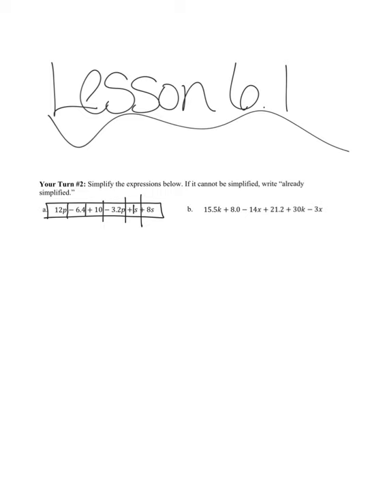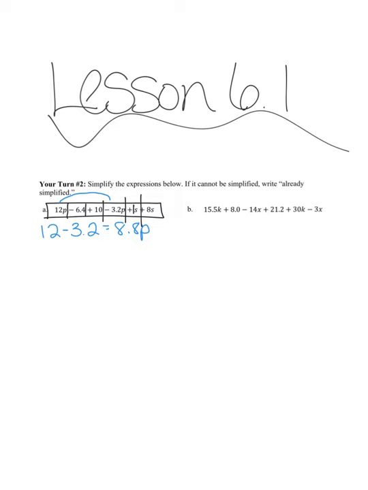And now looking at my first box, I've got 12p, and I see that I can combine 12p with negative 3.2p because they both have the same variable. So when I combine 12p and negative 3.2p, I get 8.8p. And now I'm going to combine my next box.